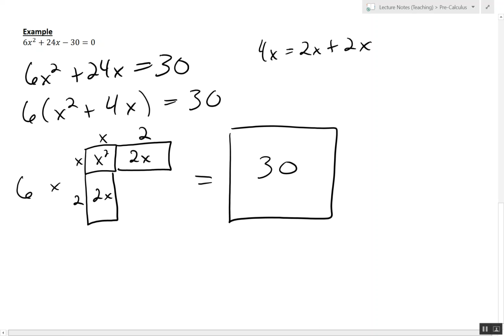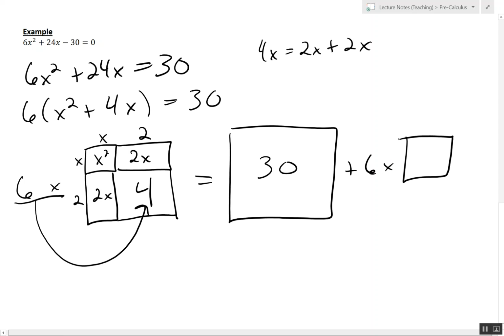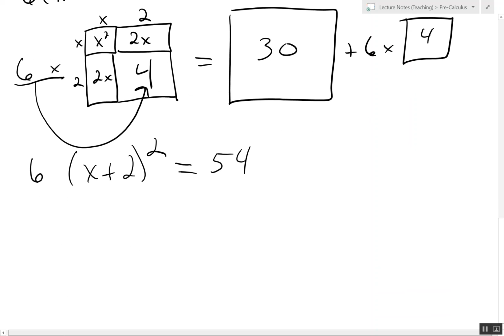So now what we're going to do is, like we did before, add in the area that is needed to complete the square. Well, that's going to be 4, but notice that since we have the 6 times here, we have to add 6 times 4 to the other side. So we'll have 6 times the area of a square that has 4 as an area. And again, this is going to give me 6. The area of the square is given by x plus 2 all squared. And this is going to equal the area on the right hand side, which is 30 plus 24, which gives me 54.